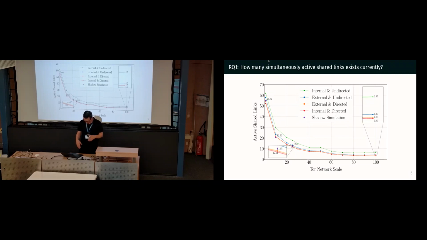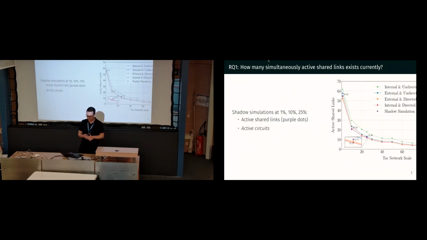First off, to research question 1: how many shared links are in the network? On the x-axis, there's the Tor network scale, so 100% would be the complete Tor network, and 50% half of the network in terms of users and relays. We measured at first with Shadow at 1% scale, 10% scale, and 25% scale how many active shared links exist, those are the purple dots, and also the active circuits.